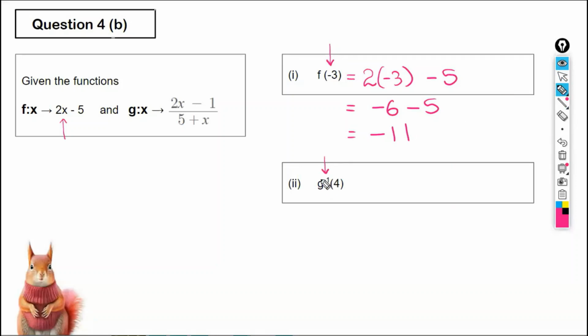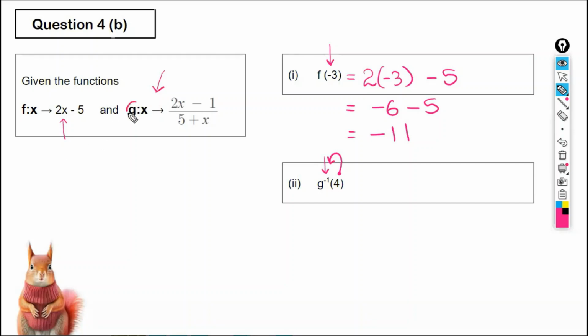The other one was g inverse. Now, if you look carefully, there's a minus 1 here. So we have to take 4 and put it into g inverse. The problem is we don't have g inverse as yet. We have regular boring g(x). So what we need to do is find the inverse of g, and when we find the inverse of g, then replace the x with 4. So let's find the inverse of g.